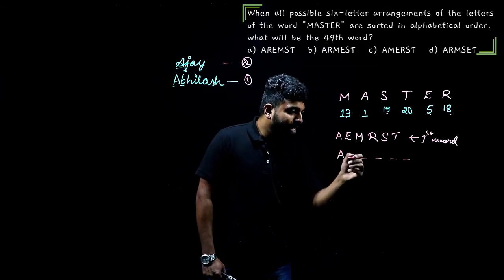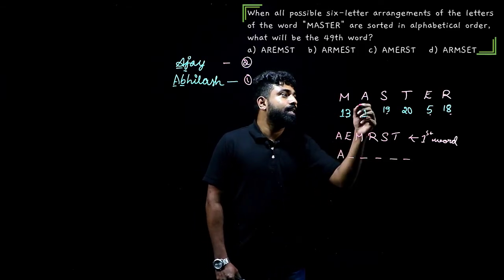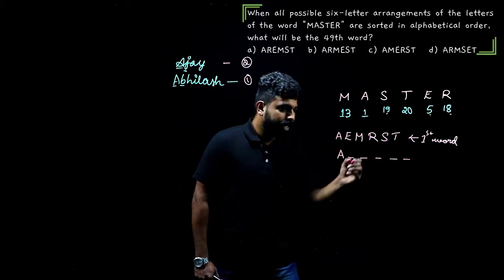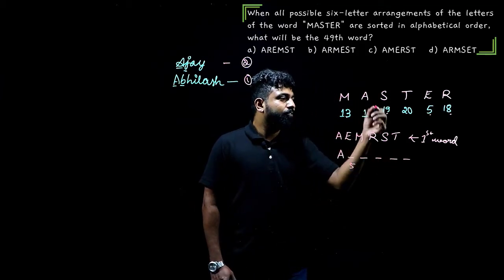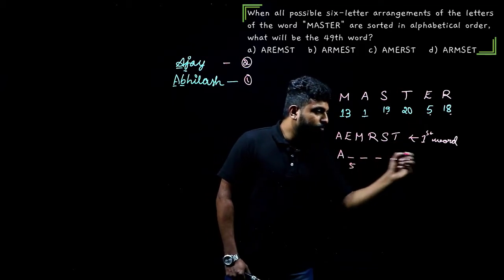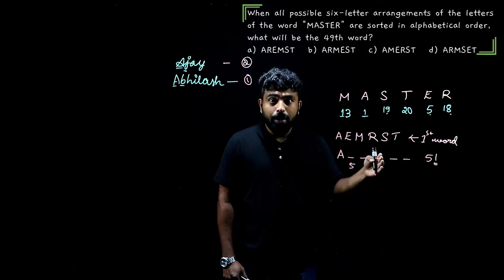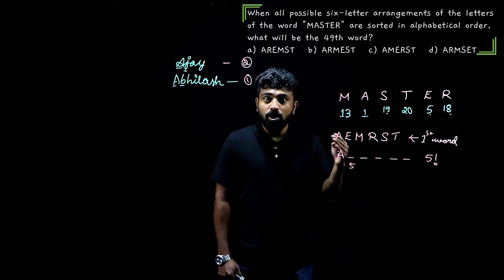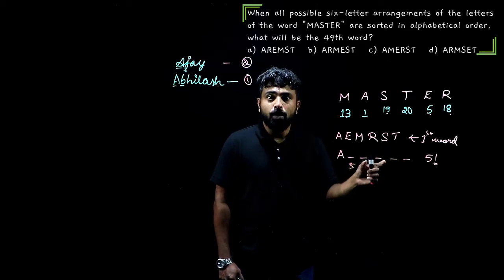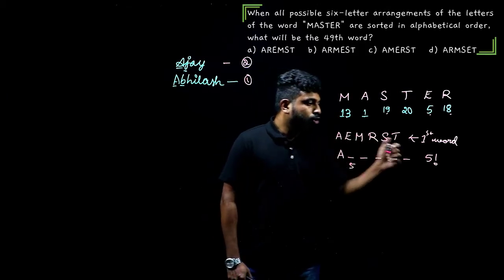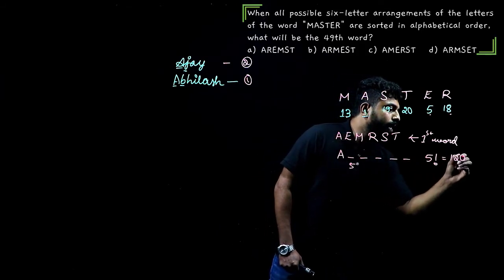So in how many ways can you fill these blank spaces? After A, since repetition is not allowed, there are 5 different letters available to fill 5 different blanks. So this will be filled in 5 factorial ways. If you haven't understood this, please do watch our basic videos on permutation and combination done by Praveen Jala. He has explained everything very clearly over there. So this can be done in 5 factorial ways. 5 factorial is equal to 120 ways.